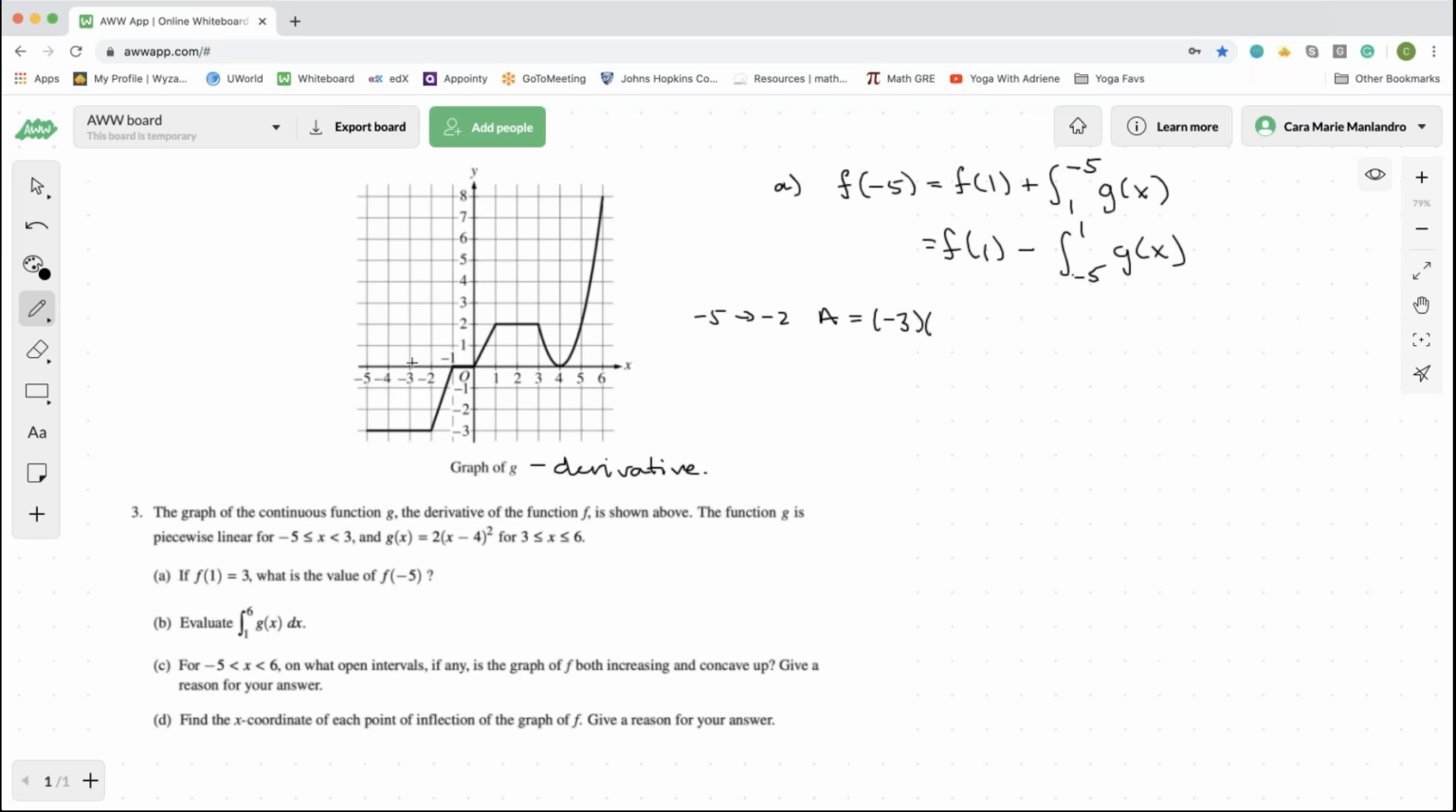Is that right? No. 1, 2, 3, 3. So that's negative 9. All right, and then the other part is 1/2 of base times height for the negative 2 to negative 1. So 1/2 of 1 times 3, which is 3/2.